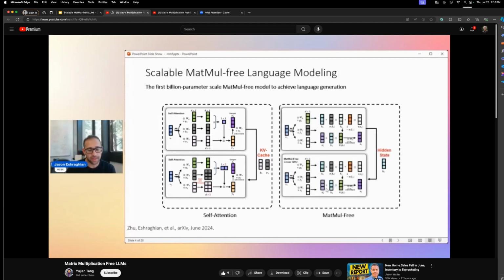On the other hand, this matrix multiply-free approach is quite different. There are some parallels here, but let's break it down. It starts off seemingly the same way. We have our input embedding. We're going to take our input vector, embeddings, tokens, whatever. We'll pass them through a linear layer, but this time it's a ternary linear layer.